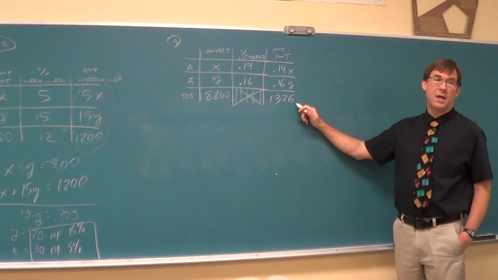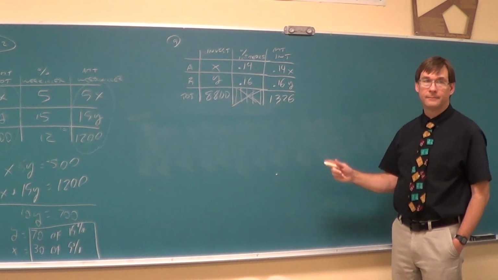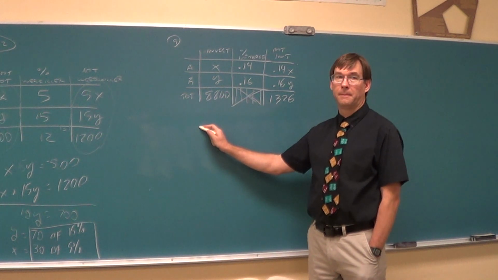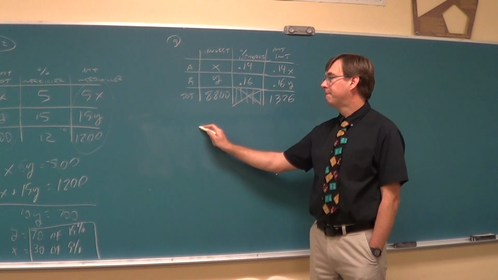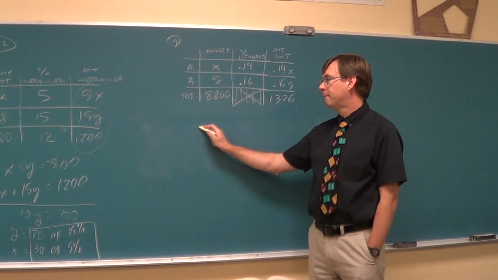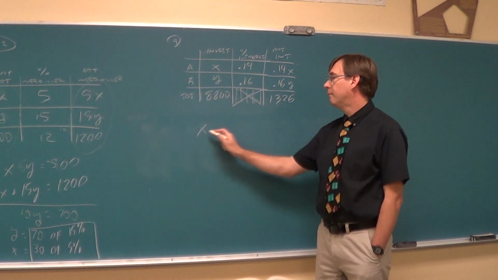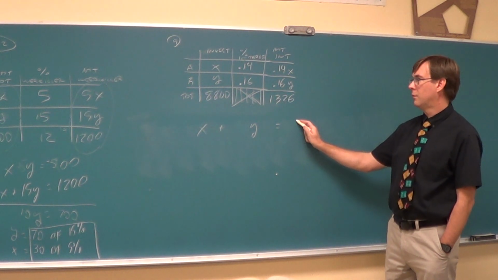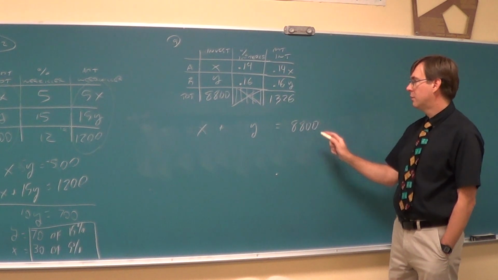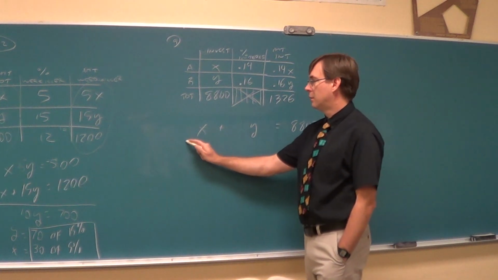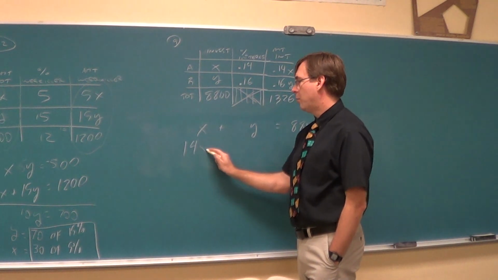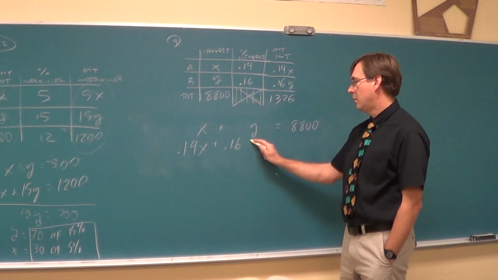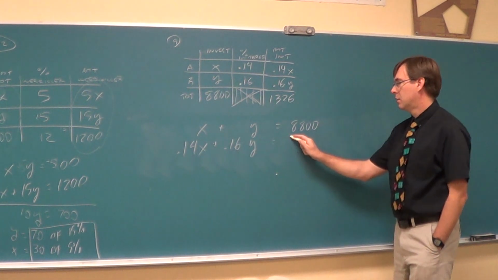Question about creation of the table? Then it should flow like the other one. What's the first equation? x plus y equals $8,800. The other equation? It is 0.14x plus 0.16y equals 1326.